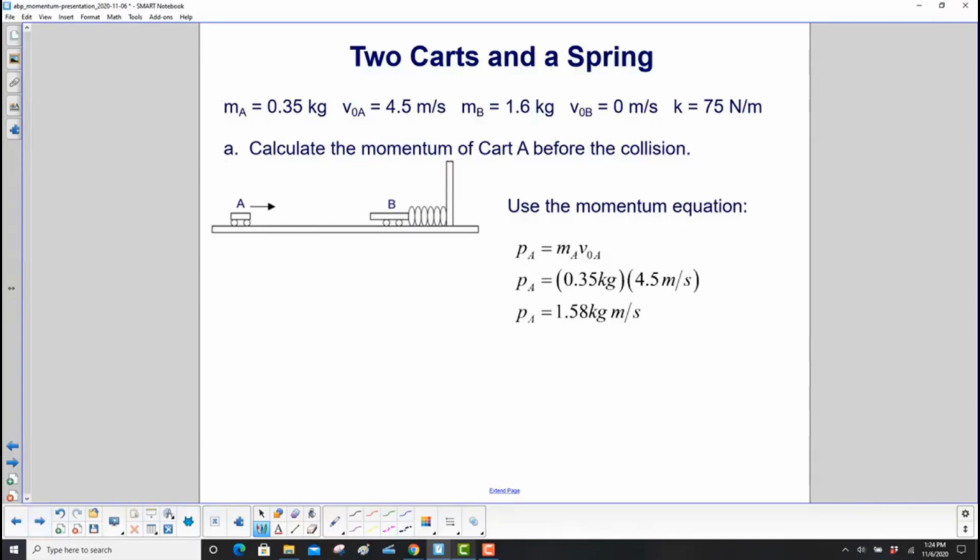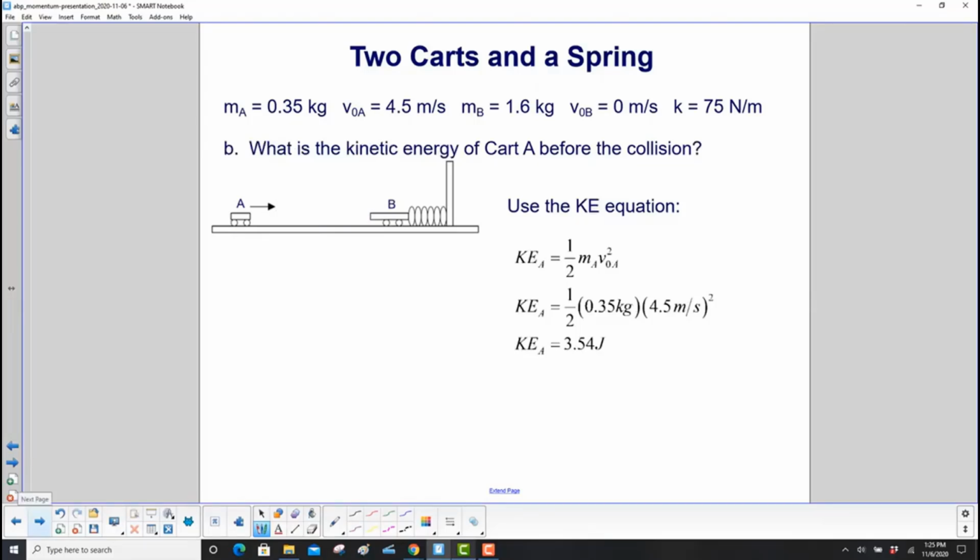Calculate the momentum of cart A before the collision. This is frictionless here, so the speed that it starts with is the speed that it strikes cart B with. So the momentum is m_A times v_0A. The mass is 0.35 kilograms. Here's the initial speed, 4.5 meters per second. And we get a momentum of 1.58 kilogram meters per second.